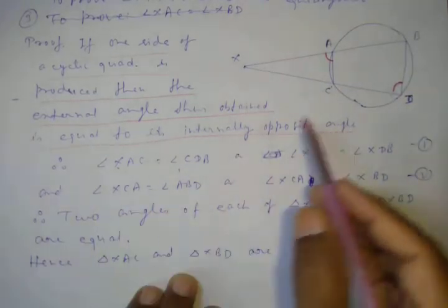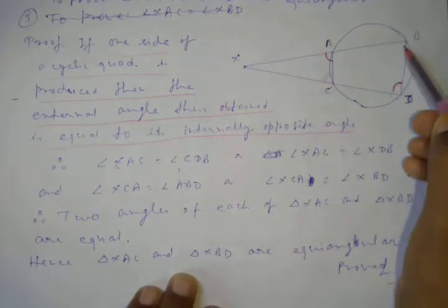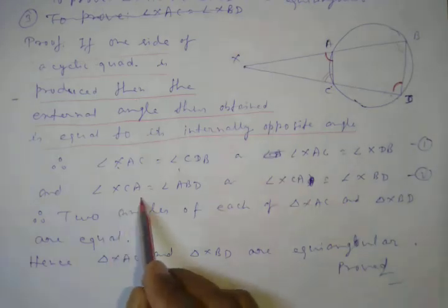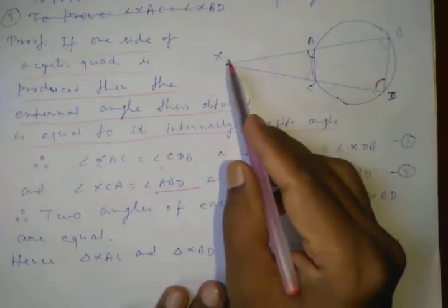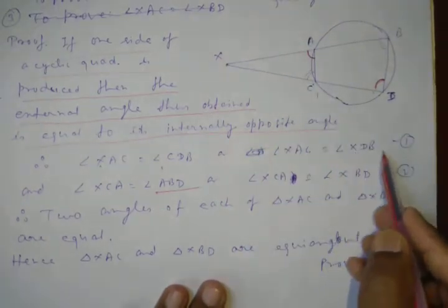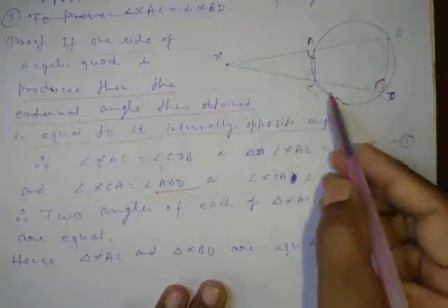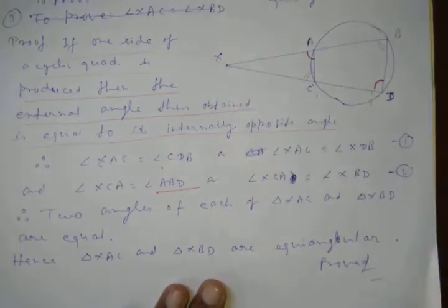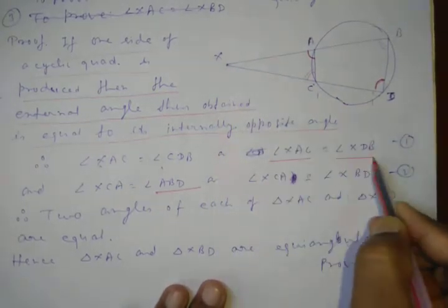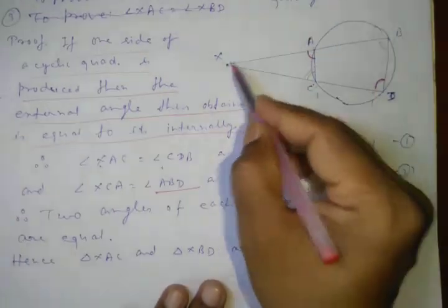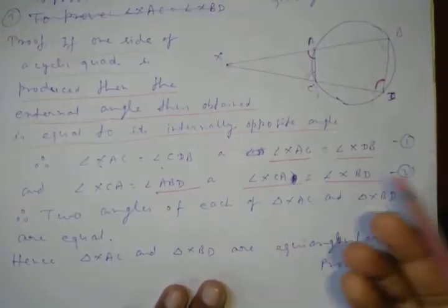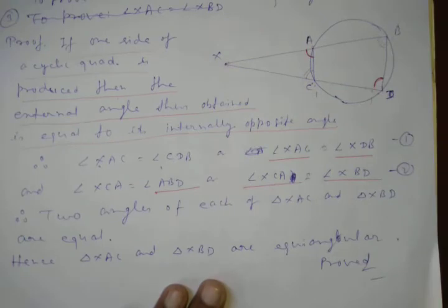CDB, and XCA, that is this angle, is equal to this angle. So XCA equals ABD, or we can also write that XAC equals angle XDB, because CDB or XDB is the same thing here. XAC equals XDB, and XCA equals XBD here. And this proves the theorem. This proves this question actually.